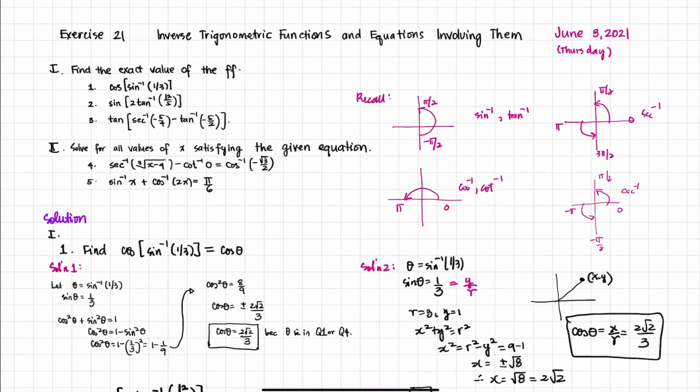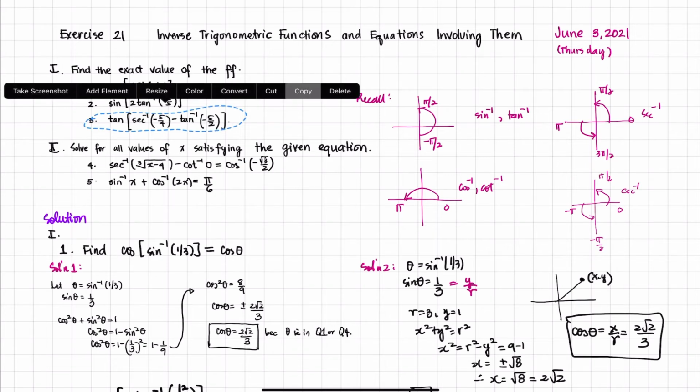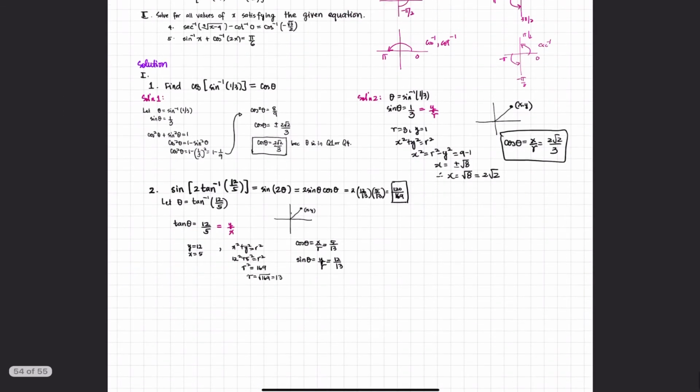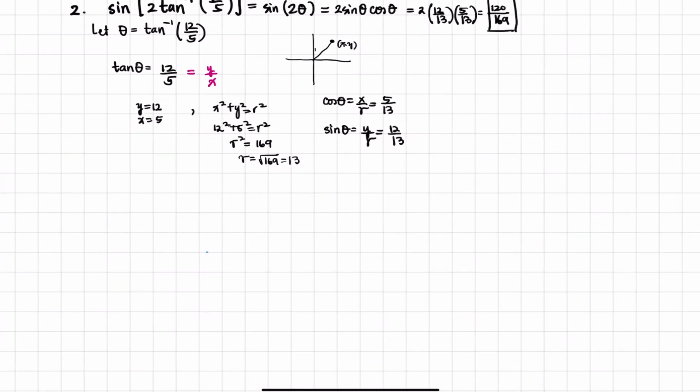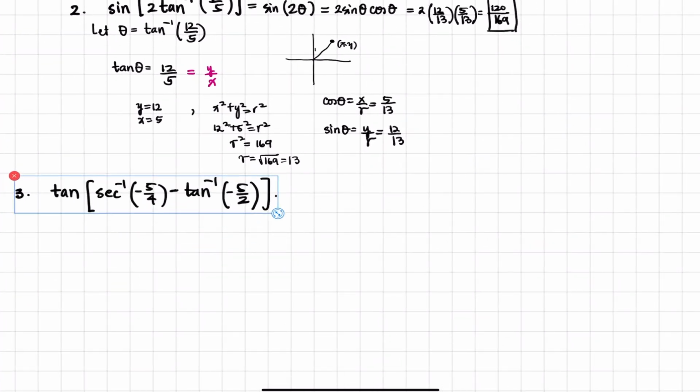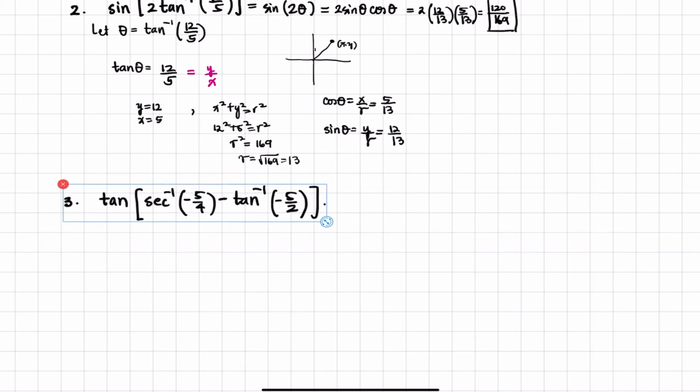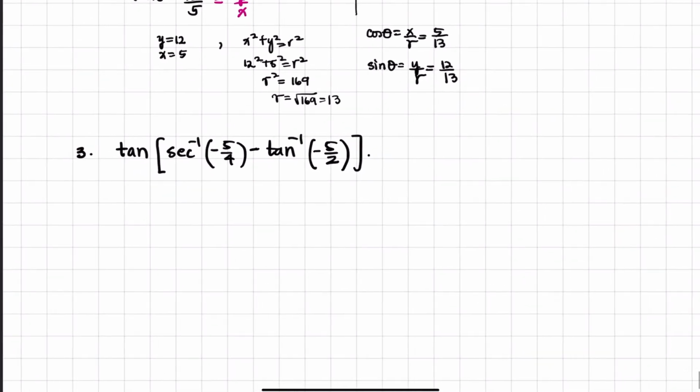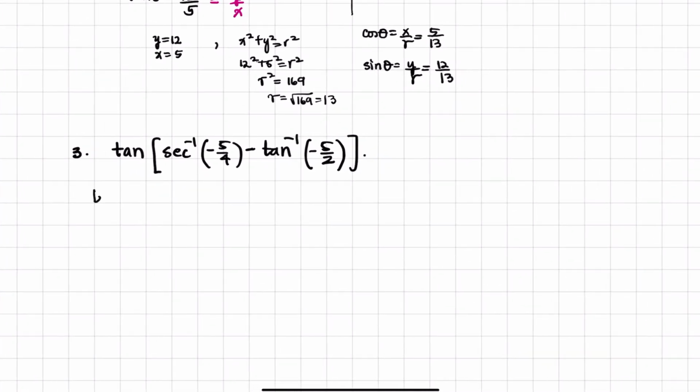Okay, moving on. Number 3 na tayo. Puro mga XYR method na yung gagamitin ko dito. Okay, number 3. Ayan. So, same technique. Dalawa yung angles mo, no? Kasi dalawa yung mga naka-inverse. So, let's say alpha is secant inverse negative 5/4. Tapos yung isa naman, beta is tangent inverse negative 5 over 2.